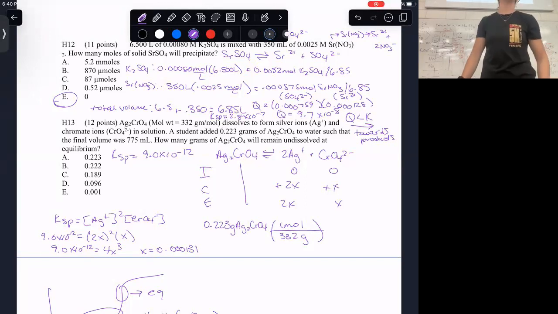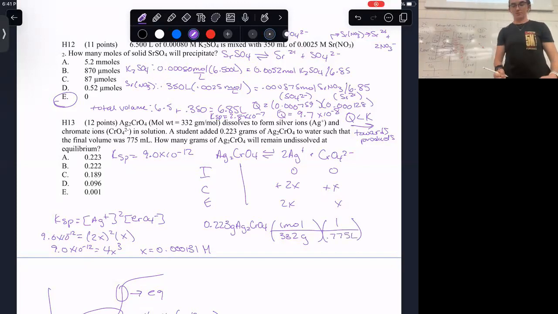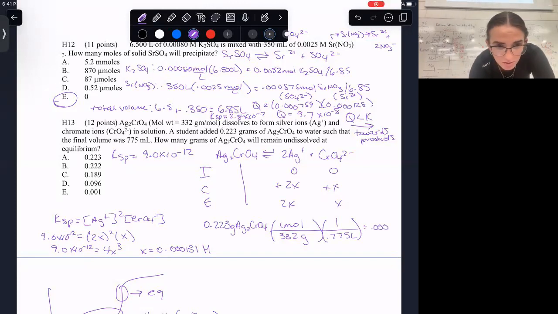What we're working in is molarity, right? This ends up being molarity here for the 0.000131. So we want to find the molarity of your silver chromate solid. So we're going to divide by 1 over 0.775 because that's how many total liters we have. And we end up with 0.000867 as our concentration.